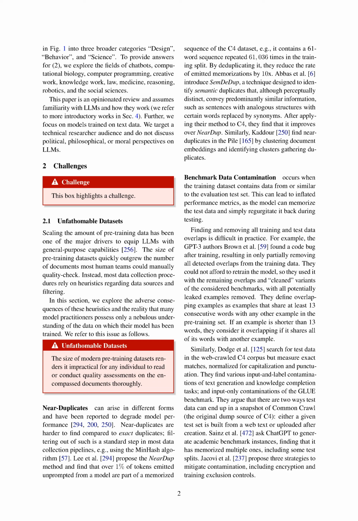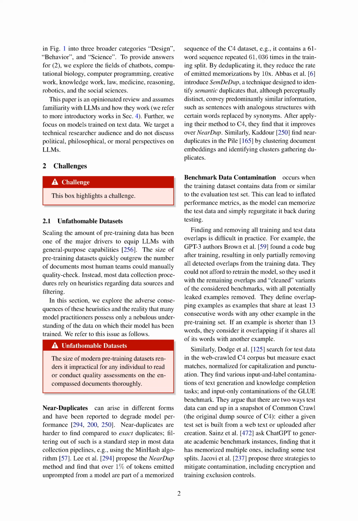This investigation revealed various forms of contamination, including instances where both the input and label were contaminated in text generation and knowledge completion tasks, and instances where only the input was contaminated in the GLUE benchmark. Their analysis showed that test data could find its way into a snapshot of Common Crawl, the original source of the C4 dataset, in two ways.